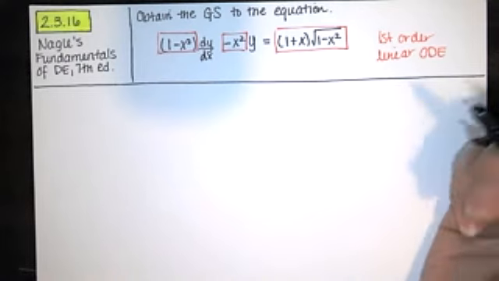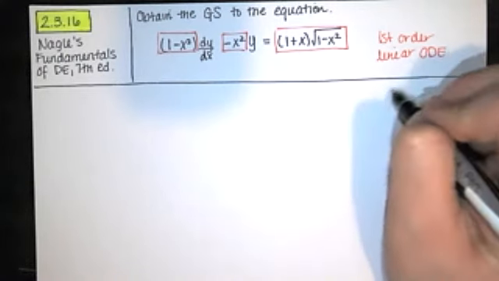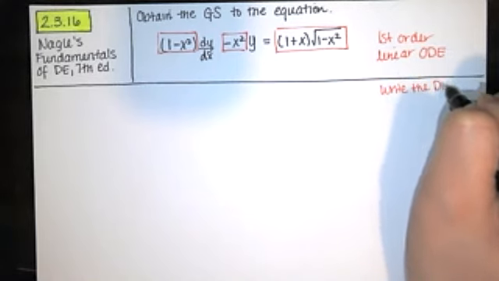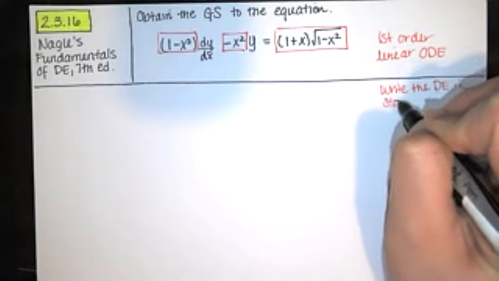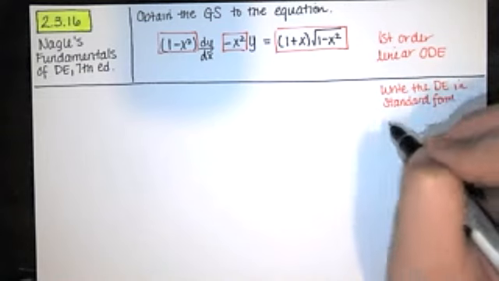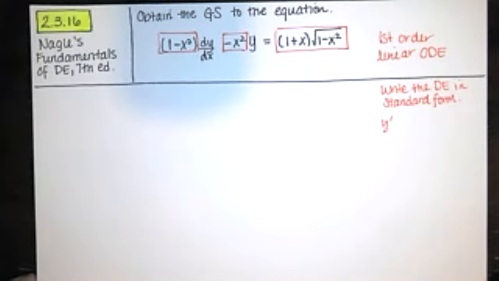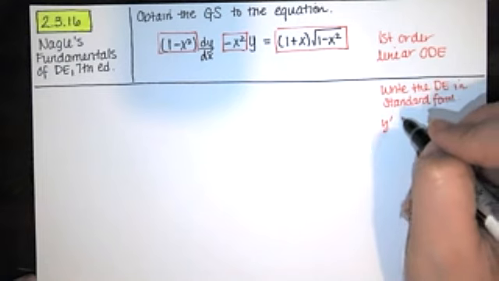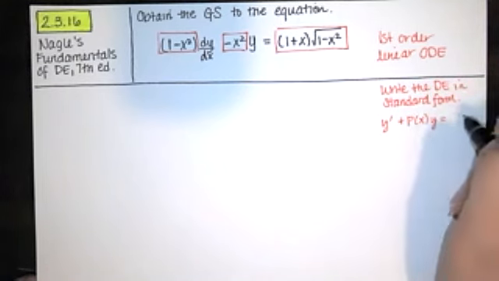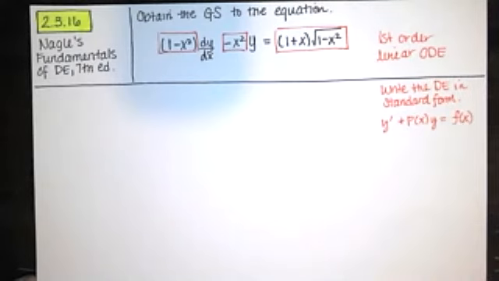We start that process by writing the differential equation in what I've been calling standard form. Some people call it general form. It's just the differential equation in this form: you've got a coefficient of 1 on your derivative, plus a function of your independent variable times your dependent variable, and that's equal to a function of your independent variable. Some people give that a different name.